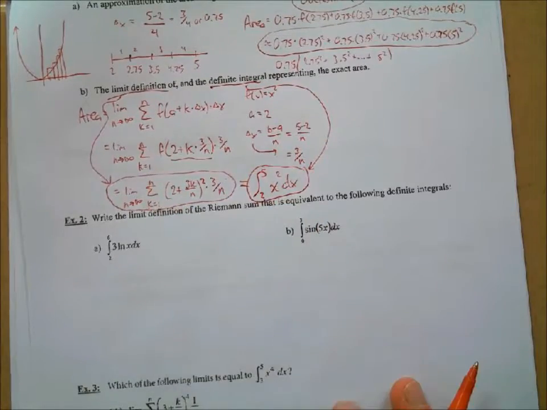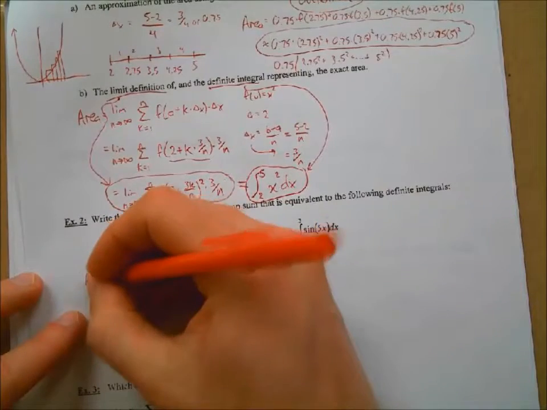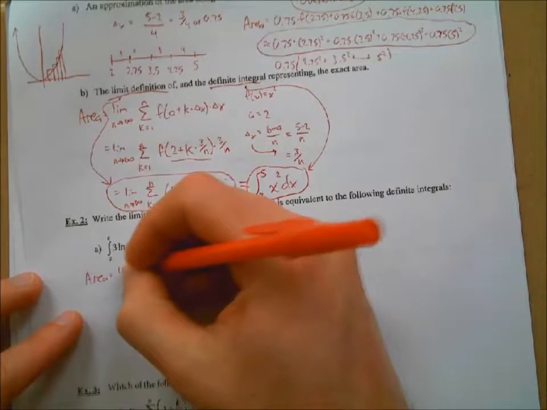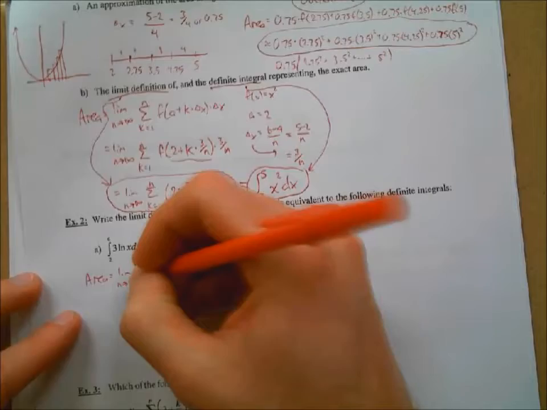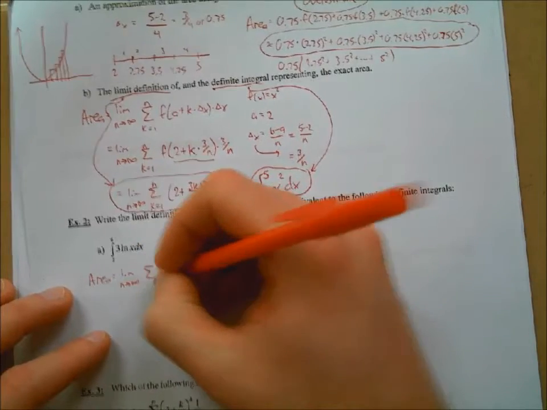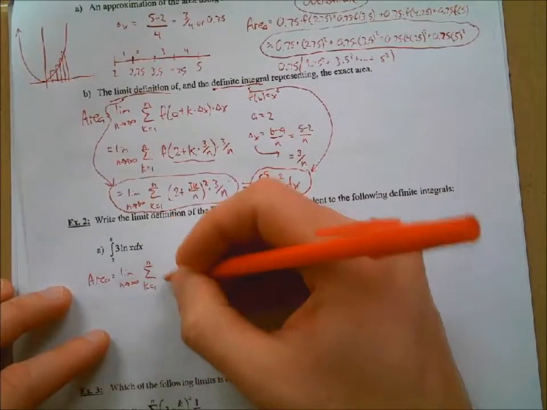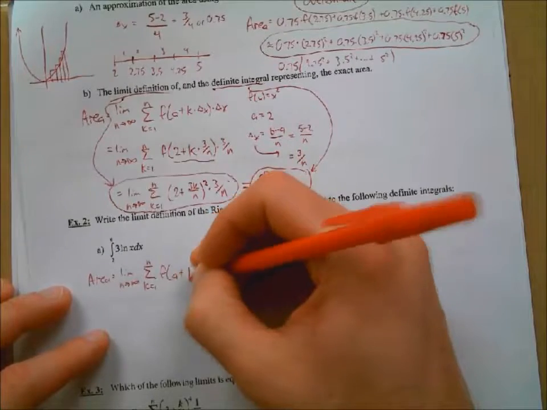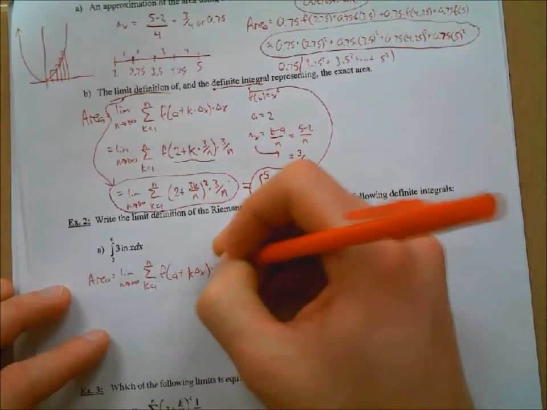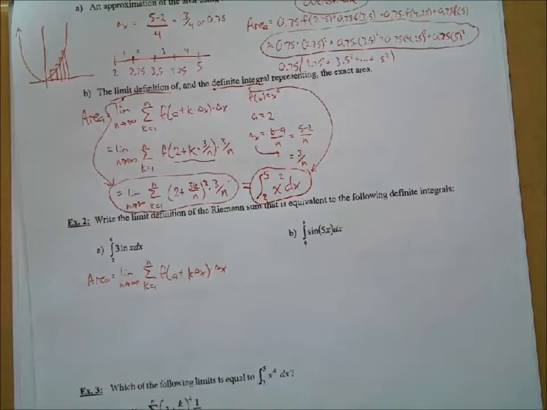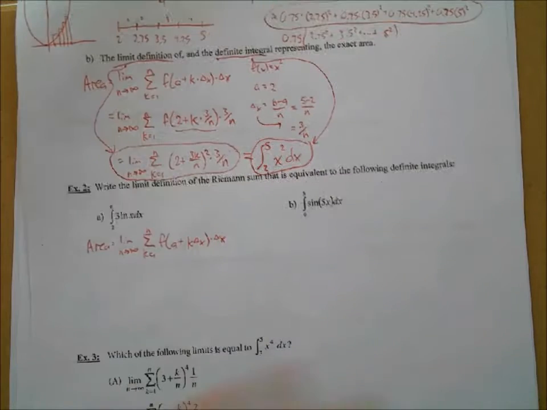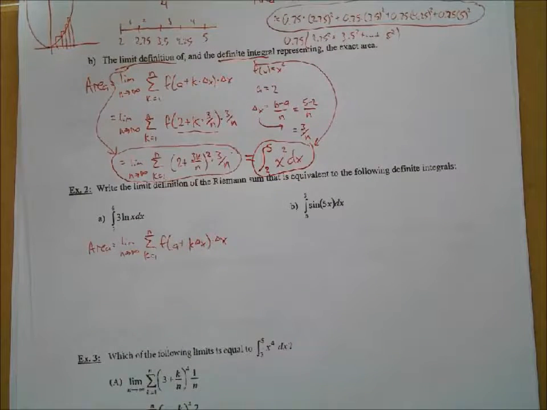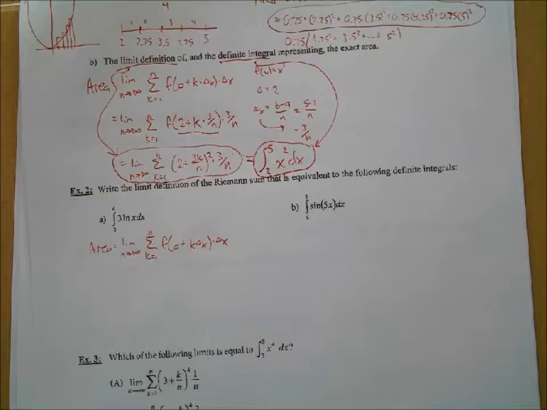Okay, so again, we'll write down here, area equals the limit as n approaches infinity. We'll write down the generic formula for it here: the sum from k equals 1 to n of f of a plus k delta x times delta x. Remember, this is not on tomorrow's quiz. Okay? Not on tomorrow's quiz. So don't fret too much if it's really weird.